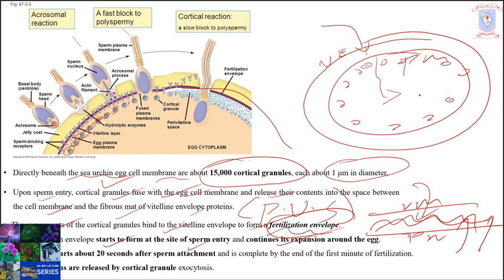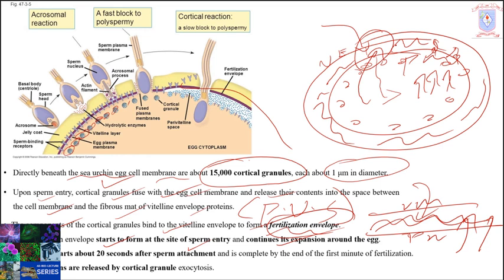Okay, then once the calcium level has increased inside the cytoplasm, the cortical granules attach to the plasma membrane of the egg and release their contents into the perivitelline space and transform the perivitelline space into the fertilization envelope. But the process of fertilization envelope formation starts at the point of sperm entry, and then it will expand to the other parts also.